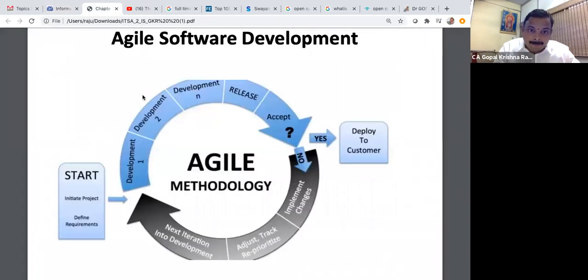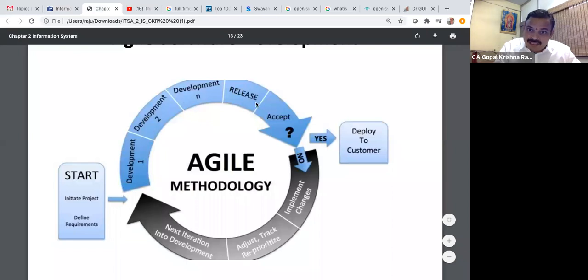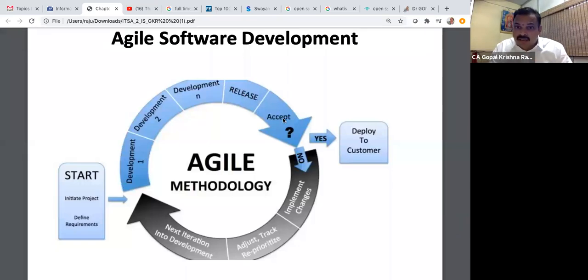So now please look here. Develop, release, accept. Accept by whom? You develop stage 1 and 2. Then release. Release means test it with the customer, whether the customer will accept it. If he accepts it, give it to him. Take the money. He says he will give some more corrections, 1, 2, 3, 4. So implement the changes, adjust, reprioritize, again do the development process, again do the testing. Will the customer accept? May accept.